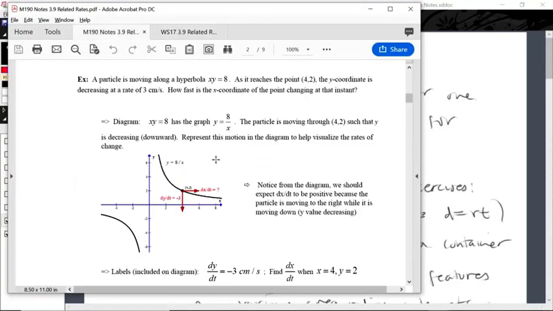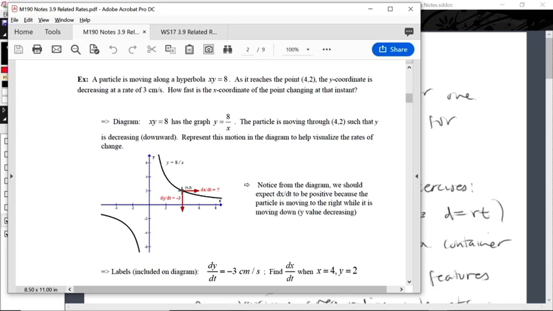Here we are. A particle is moving along a hyperbola x times y is equal to 8, which is the same as y is equal to 8 over x, by the way. As it reaches the point (4, 2), the y-coordinate is decreasing at a rate of 3 centimeters per second. Take a look at our picture here and use the geometry to investigate this as it is changing. We have the hyperbola y equals 8 over x plotted, and then there's the specific point at (4, 2). We need to put this thing in motion.